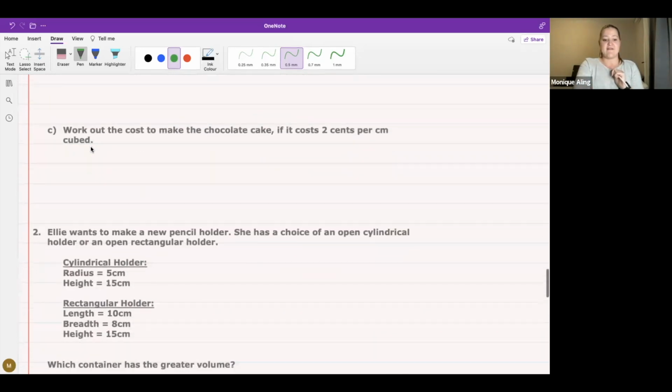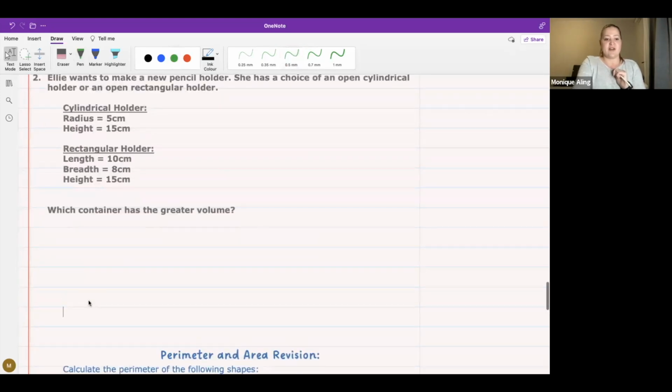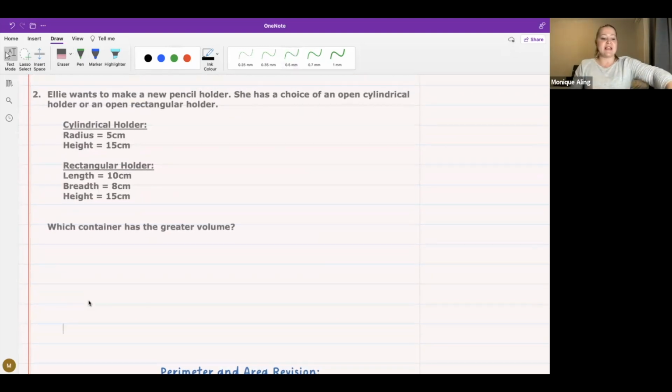Okay, let's have a look at question 2. Another volume question. Ellie wants to make a new pencil holder. She has a choice of an open cylindrical holder or an open rectangular holder. Okay, so they've given us the dimensions. Which container has the greatest volume? So I'm going to ask you guys to quickly try work that out.